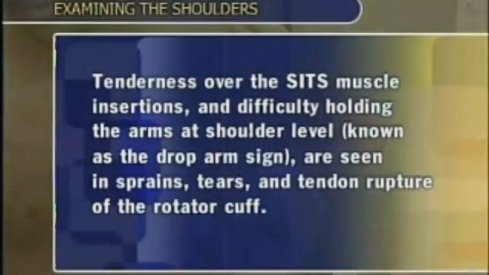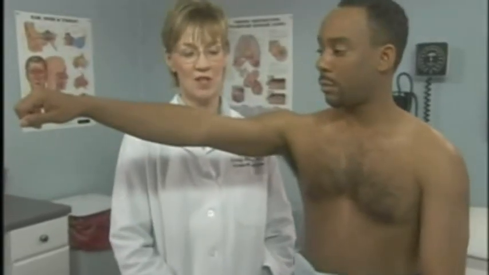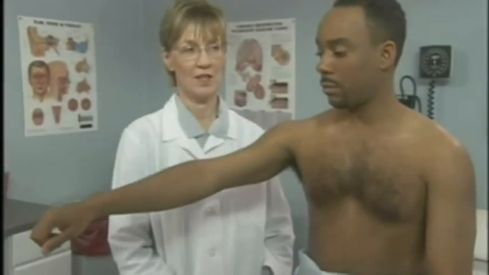Tenderness over these SITS muscle insertions and difficulty holding the arms at shoulder level, known as the drop arm sign, are seen in sprains, tears, and tendon rupture of the rotator cuff. Check the drop arm sign by asking the patient to fully abduct the arm to shoulder level, that is to 90 degrees, and then to lower it slowly.